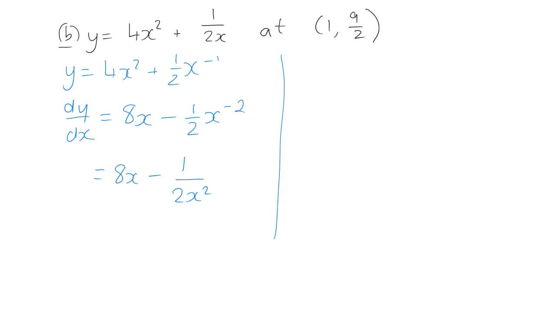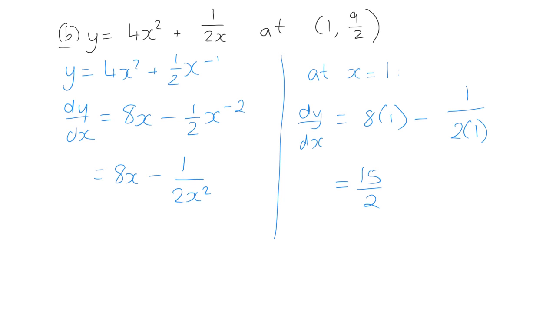Okay, so the x to the minus 2 becomes 1 over x squared. And then we want to find out the value then at x equal 1. So that's 8 times 1 minus 1 over 2 times 1 squared, which is 1. So that gives us 15 over 2.